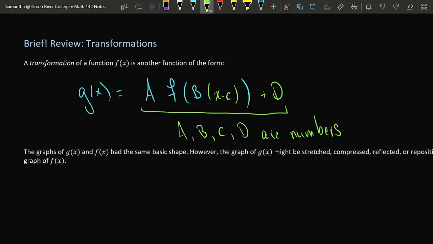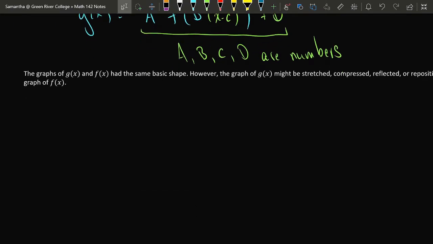Now, the interesting thing about f of x and any other transformation, such as g of x, is their graphs have the same basic overall shape. If f of x looks like a parabola, then g of x is also going to look like a parabola. It's just that potentially the parabola might be wider or more narrow. It might even be flipped upside down. It might be moved up or down or to the right or to the left, but the overall shape of the graph is the same. The overall shape is parabolic in nature.